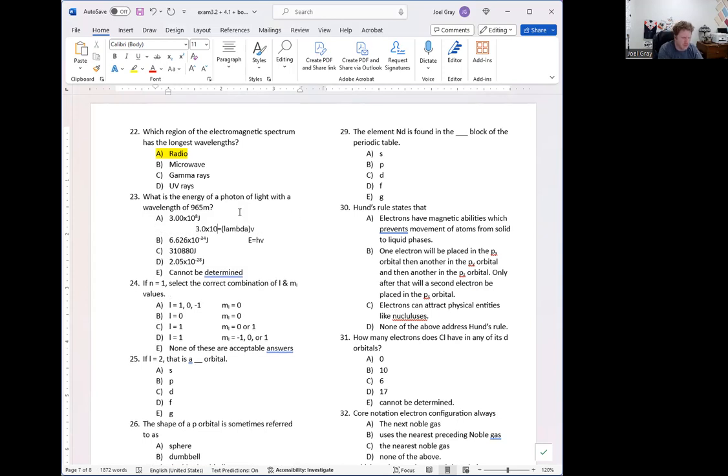to the 8th. You set that equal to 965 times nu. So you divide 3.0 times 10 to the 8th by 965. Then you take that resulting nu and you multiply that by 6.626 times 10 to the negative 34th, and you end up with D as your correct answer option.